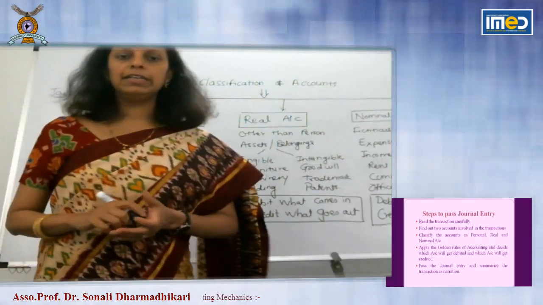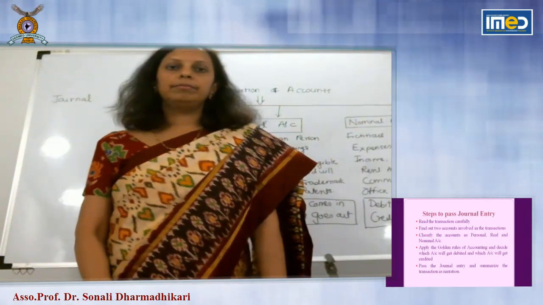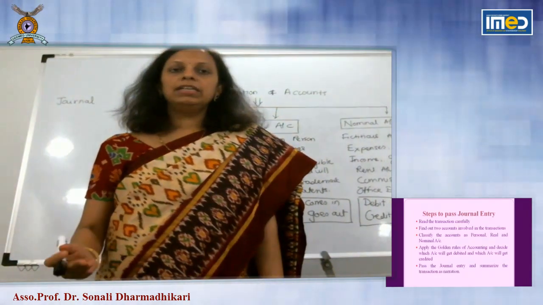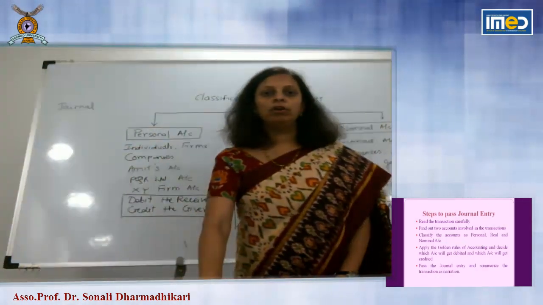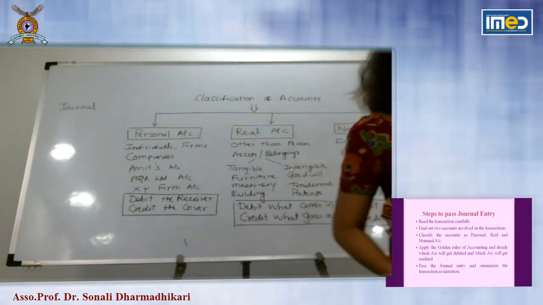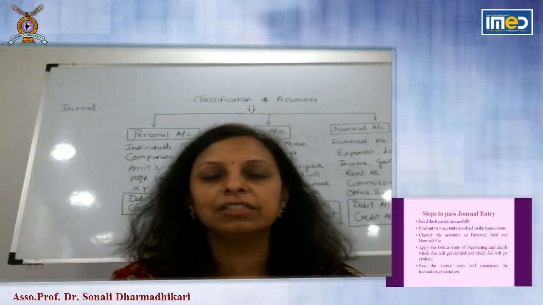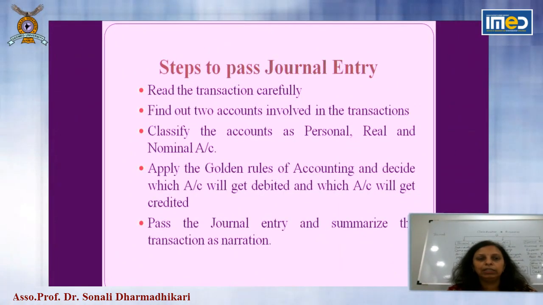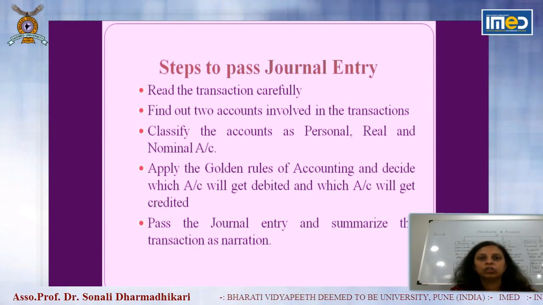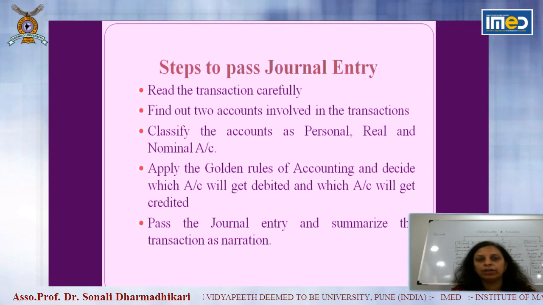So journal is the book where the particular transaction is entered first. Now we will see what are the steps of journal entry. When a business transaction is given to you, you have to read the transaction carefully. You have to also think about in whose books of accounts you are passing the entry. Suppose you are asked to pass journal entries in the books of Ram.